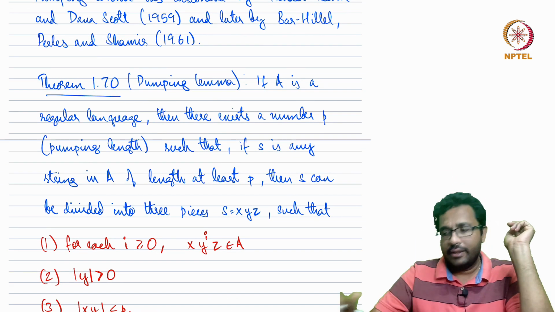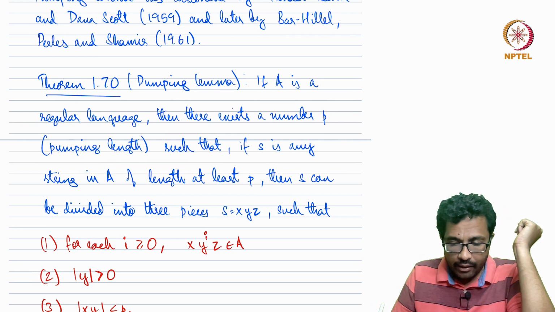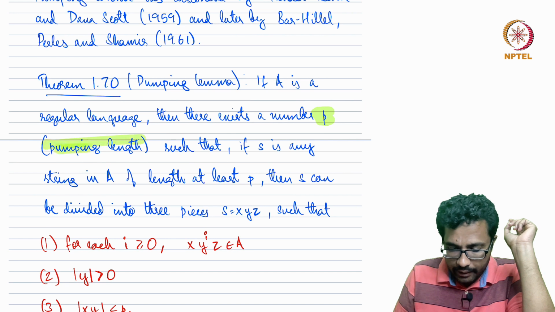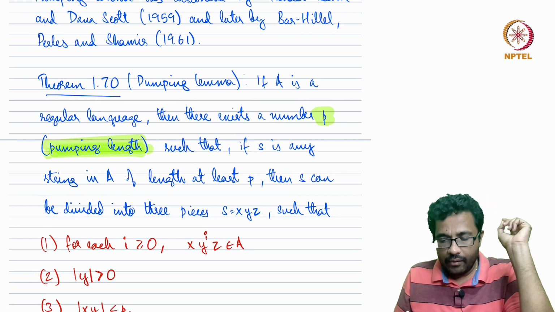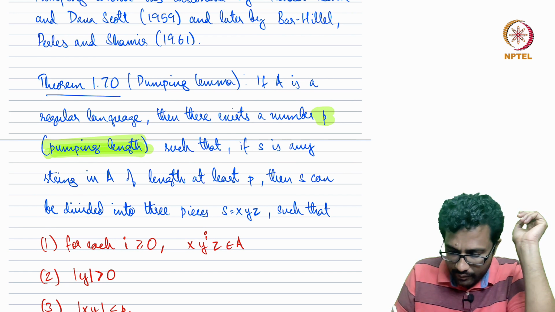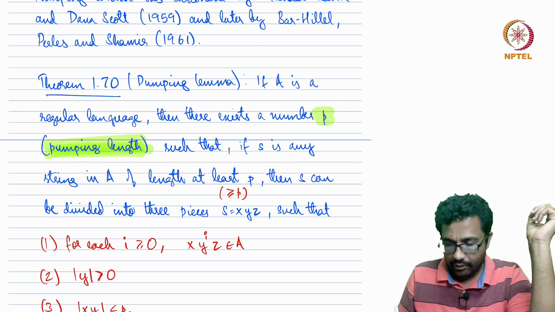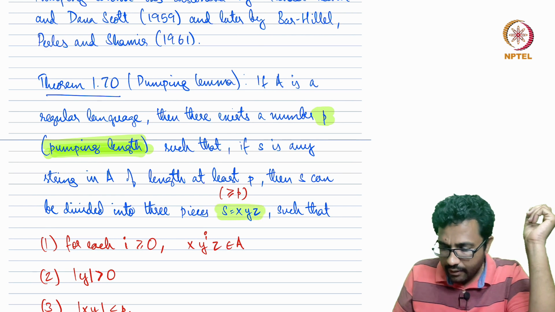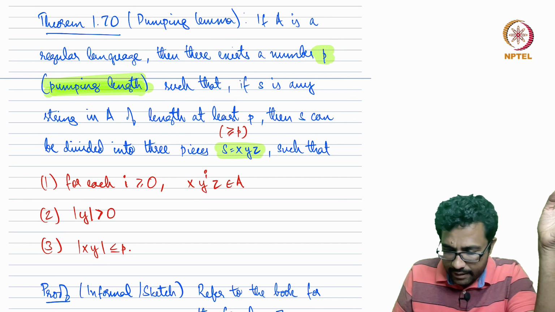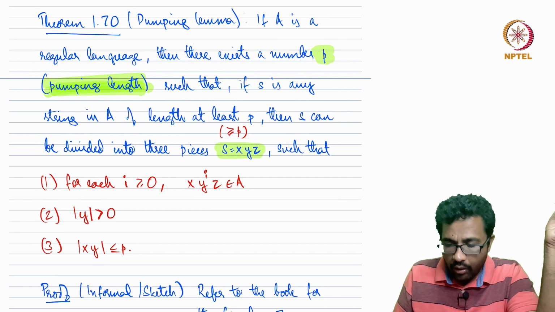Okay, so now let's get to what the pumping lemma is. This is a statement in the book, theorem 1.70. If A is a regular language, then there is a number P, which is called the pumping length, such that for any string S in A that has length at least P, so by at least I mean greater than or equal to P, we can split S into three pieces, X, Y, Z, such that the following three conditions are satisfied. What are the three conditions? Consider the string X Y to the power I, Z. For each I, all of these strings are in A.